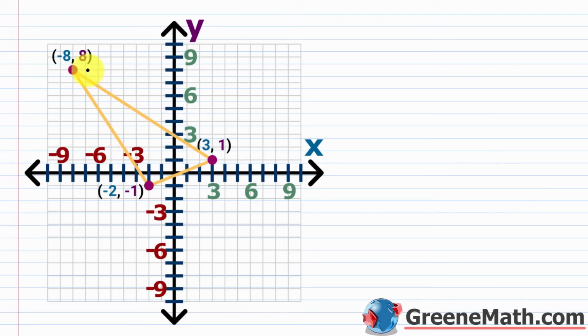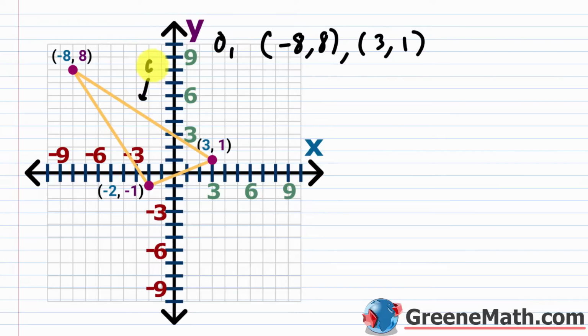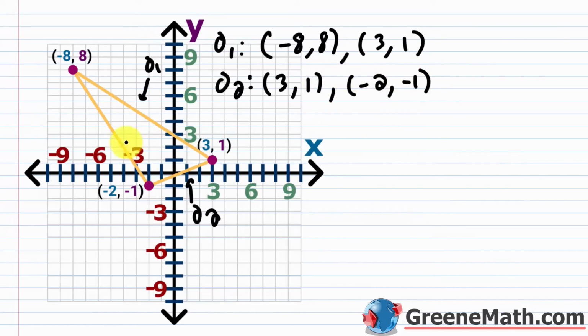So let's go ahead and just first say that I want this distance here. So that's going to be from -8, 8, and this is going to 3, 1. Let's label this as D sub 1. Maybe that'll be helpful. And I'll just arrow to this and say it's D sub 1. And then let's say we have a D sub 2, and I'll arrow to that and say this is my D sub 2. We would have 3, 1, and then going to -2, -1. And then let's call this one right here D sub 3. And so for D sub 3, we're going to have -2, -1 going to -8, 8.